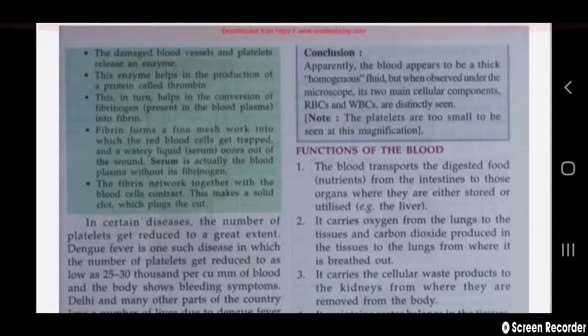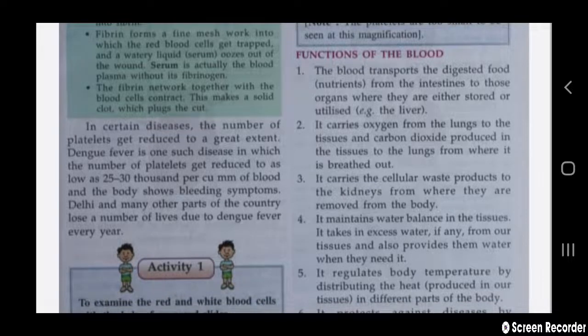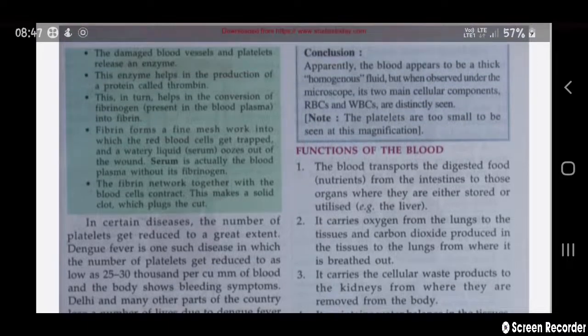Next, now you learned about the three types of blood cells: the red blood cell, white blood cell, and platelets. What are their functions? How do they protect, for how long do they last, and what is their work? Now, the function of blood. When all these combine, it becomes blood. So, what all does blood do?